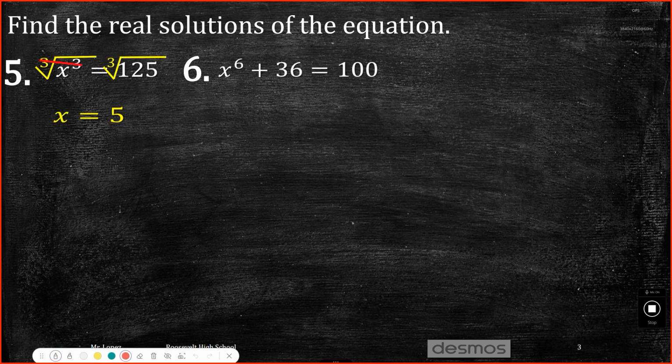Okay, let's go on number 6. Find the real solution of the equation. So what is step number 1 in solving this equation? Anybody, what's step number 1 in solving? Subtract 36. What's 100 minus 36? 64. What do we do next? Don't say square rooted. You're going to say what? 6 rooted. If it's 5, you're going to say 5th rooted.